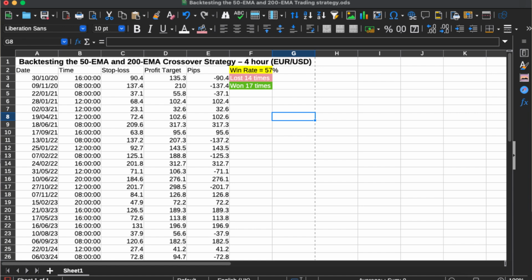So now that you can see basically how I set the trades up, and I did this all manually, I had to go back and physically perform every trade. And as you can see, I tested it 31 times and I found that the strategy lost 14 times and won 17 times with a risk reward ratio of 1 to 1.5, which basically means that over the period I would have been profitable, especially with a 1 to 1.5 risk reward ratio.